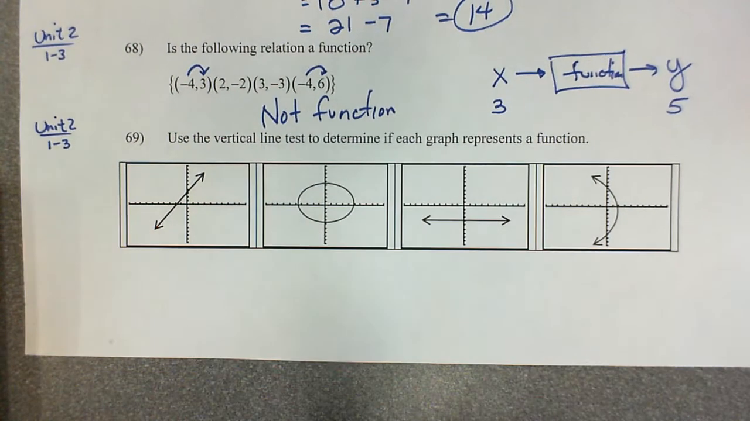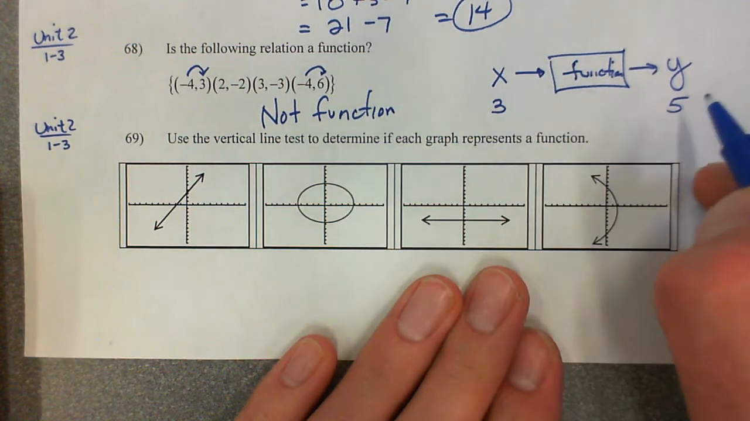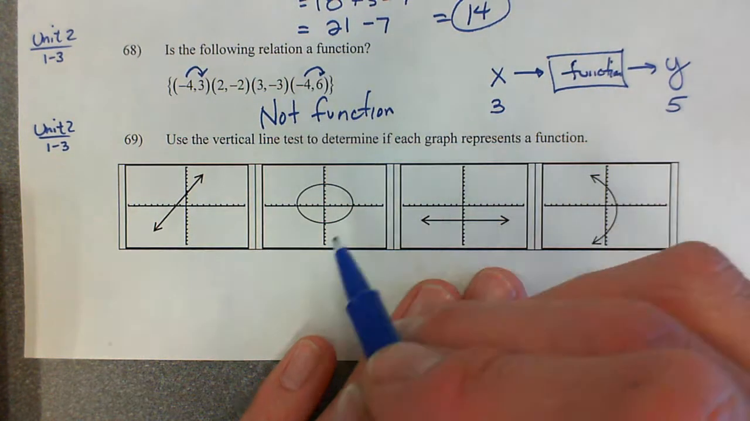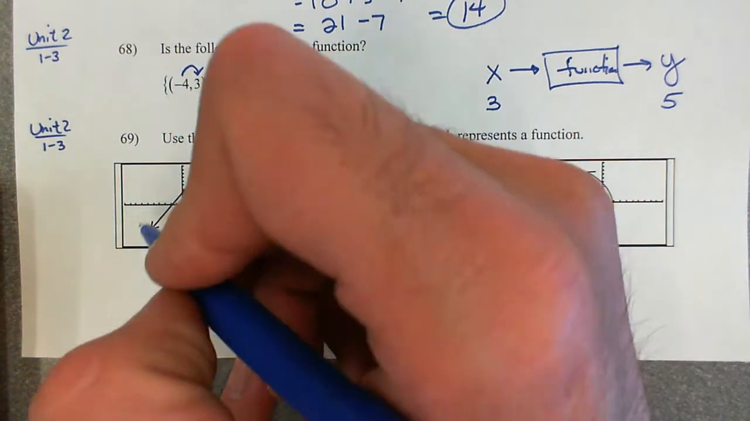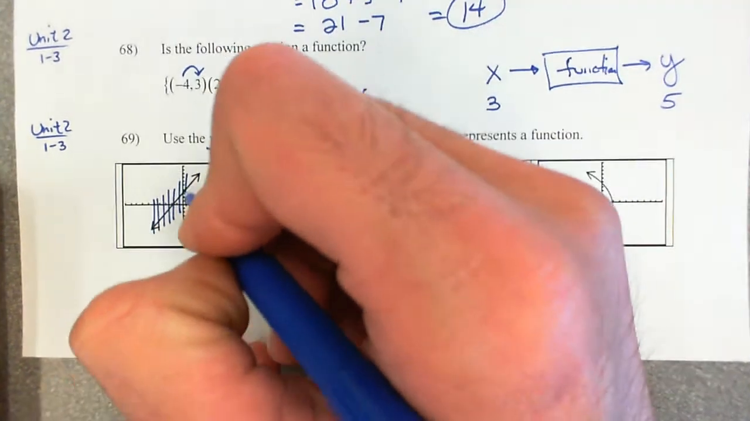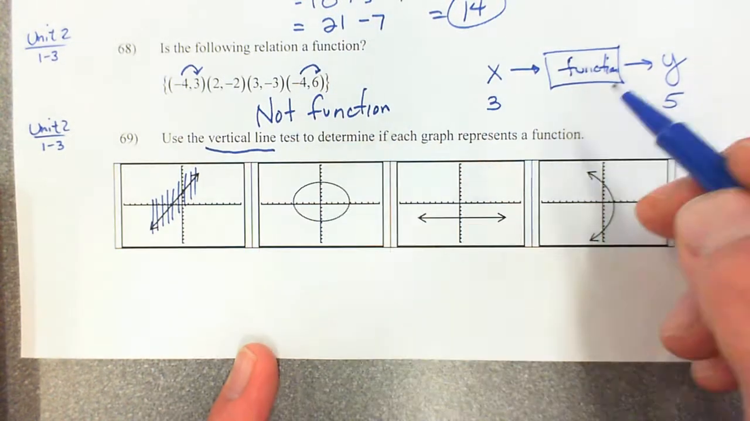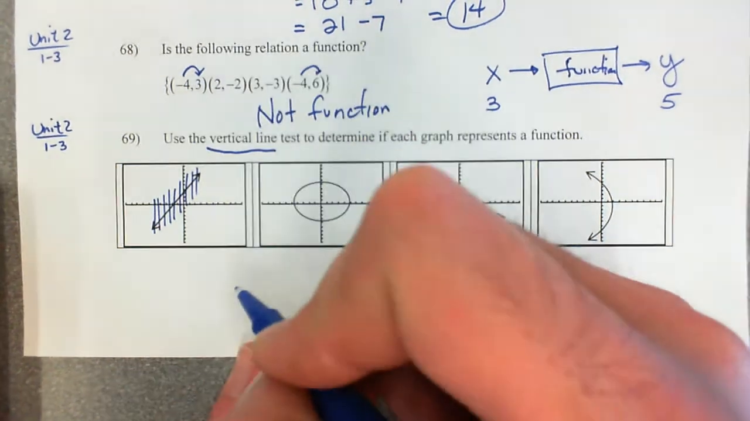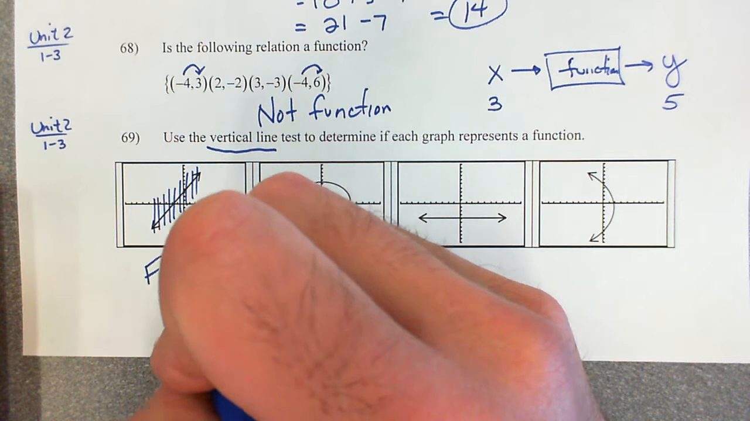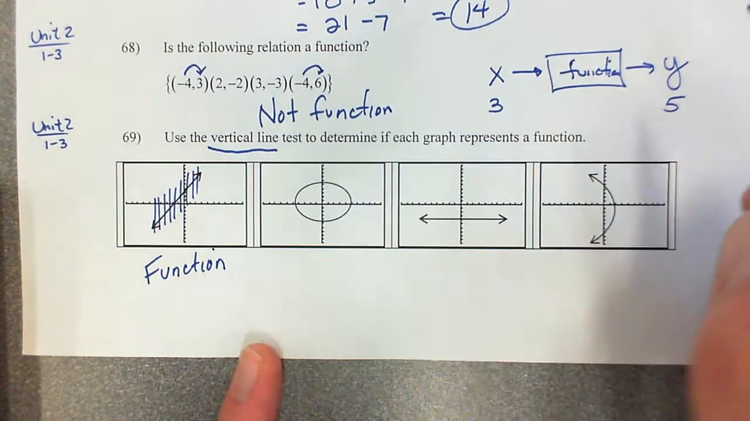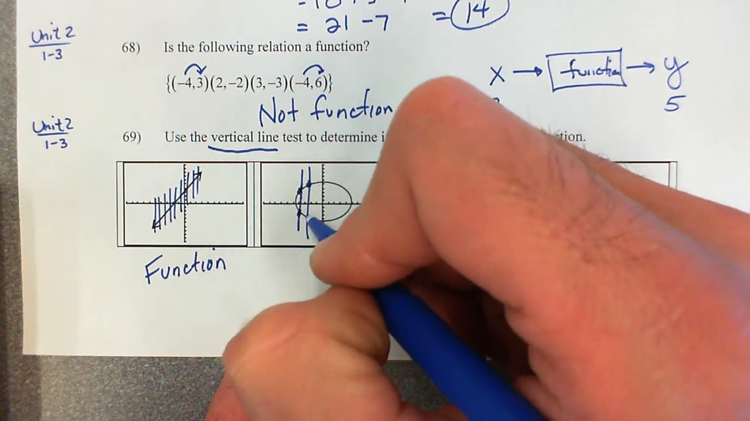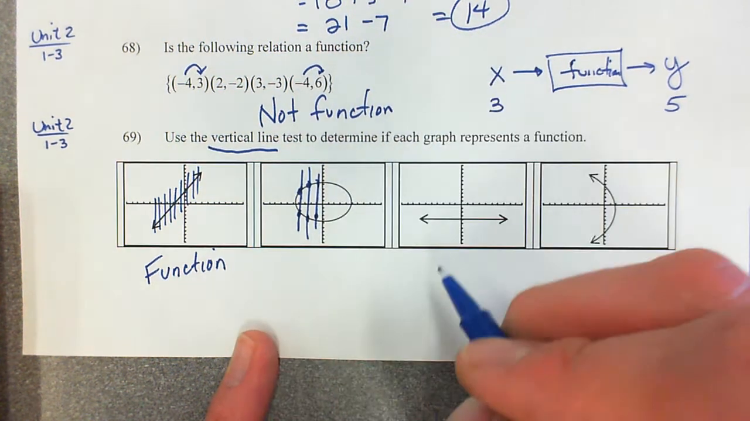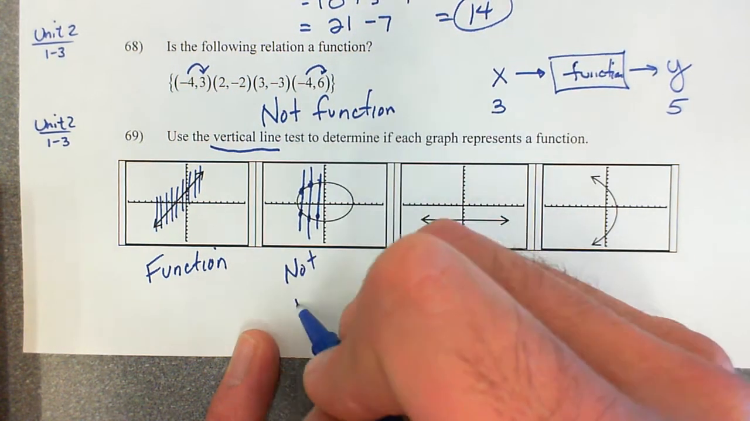On 69, also trying to determine whether it's a function or not. Again, each x has to have the same y again and again and again. So the vertical line test will tell you whether that happens. So if we draw a vertical line anywhere, does it cross that line more than once? No. So this is a function. This one's a function. This one, if you drew vertical lines through, see how these are hitting at two different points? All these lines are hitting at two different points. This is not a function.